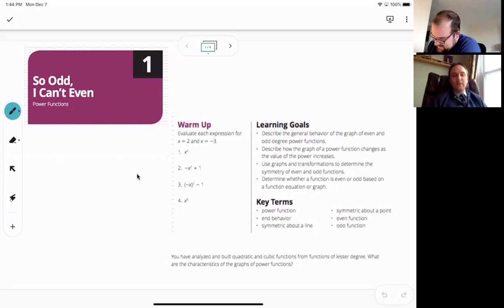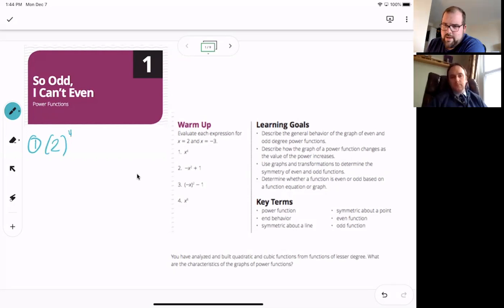Evaluate each expression. Does that mean we plug things in? It does, and I have a feeling there's a certain reason why we're plugging these specific numbers into these specific problems. Okay, so I'll do the first one. If we've got x to the fourth, this is going to be 2 to the fourth.